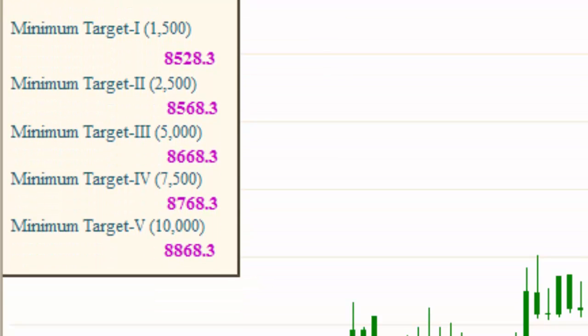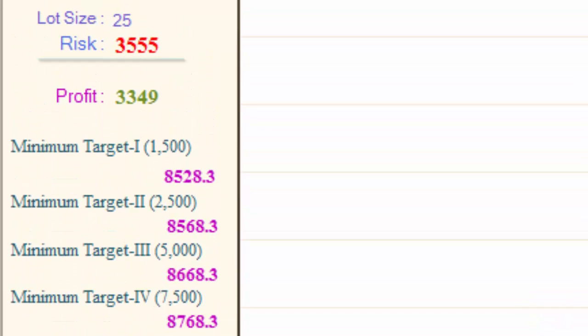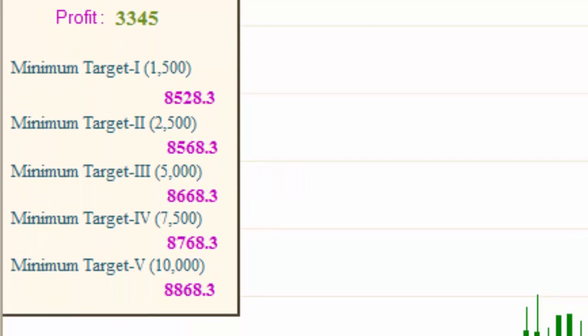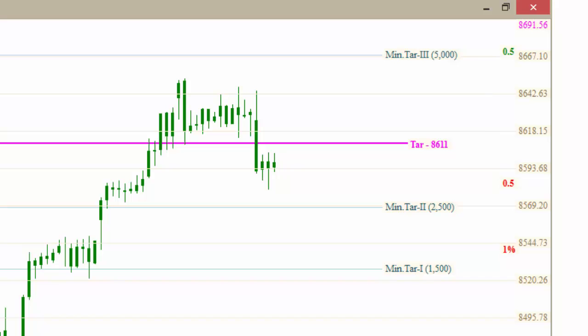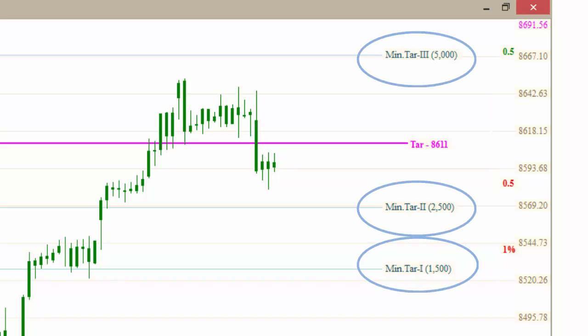The minimum targets are available in a range from 1500 to 10,000, depending upon your requirement. These minimum targets are highlighted in the intraday chart itself. So you need not wait until your target price is reached. Once the minimum target is reached, then you can exit your buy or sell order.